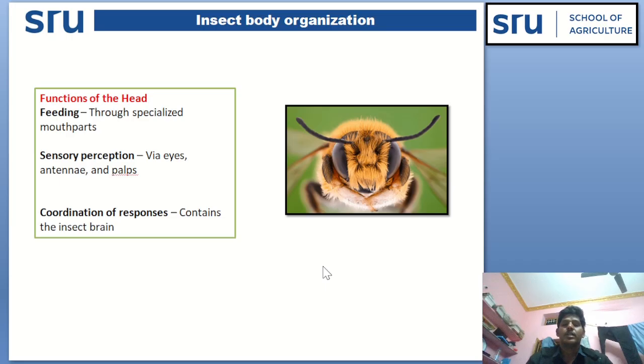Function of the insect head. It is responsible for feeding, sensory perception, and coordination of the responses. Feeding through specialized mouthparts, sensory perception through eyes, antenna, and palps, coordination of the responses due to the presence of the brain inside the insect head.